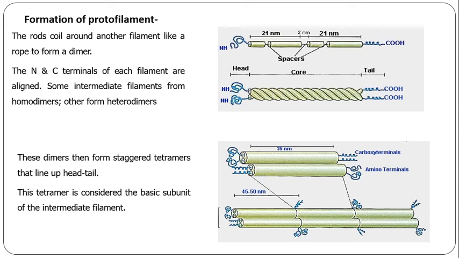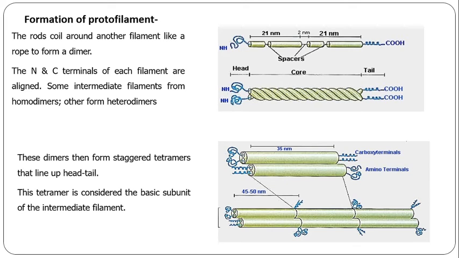Here the spacers are near about 1 nanometer first, then the second 2 nanometer, and again 1 nanometer. That is the homodimers, and the other is the heterodimers. Here are the head, the main core part, and the tail. The core is like a rope, a rod coiling around another filament like a rope to form dimers, and the N and C terminals of each filament are aligned. Some intermediate filaments form homodimers, others form heterodimers.